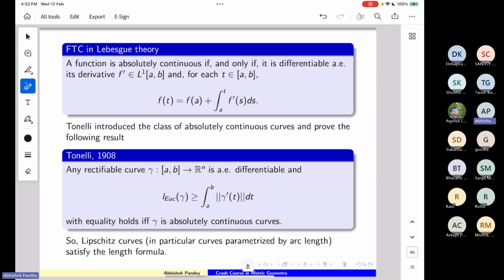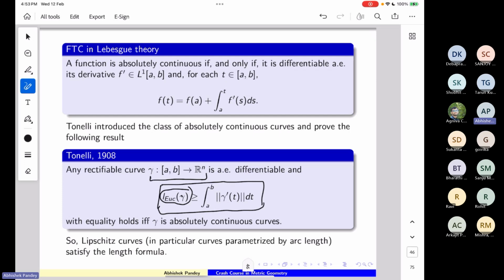Okay, so to tackle the length formula, Tonelli introduced the class of absolutely continuous curves and proved the following result. Basically, for any rectifiable curve gamma from [a,b] to Rn, any rectifiable curve is almost everywhere differentiable, and this inequality holds. Basically, the Euclidean length of the curve gamma, which we are calculating in the metric sense, the way we have calculated, is always greater than or equal to the integral from a to b of the norm of gamma prime t dt. Okay? And the equality holds if and only if gamma is an absolutely continuous curve. Okay, so in particular, every Lipschitz curve satisfies this length formula.